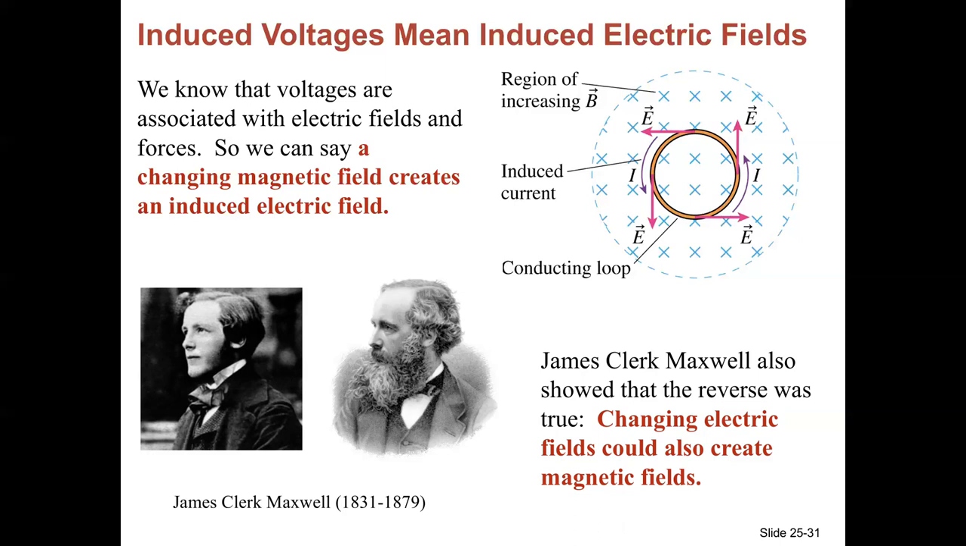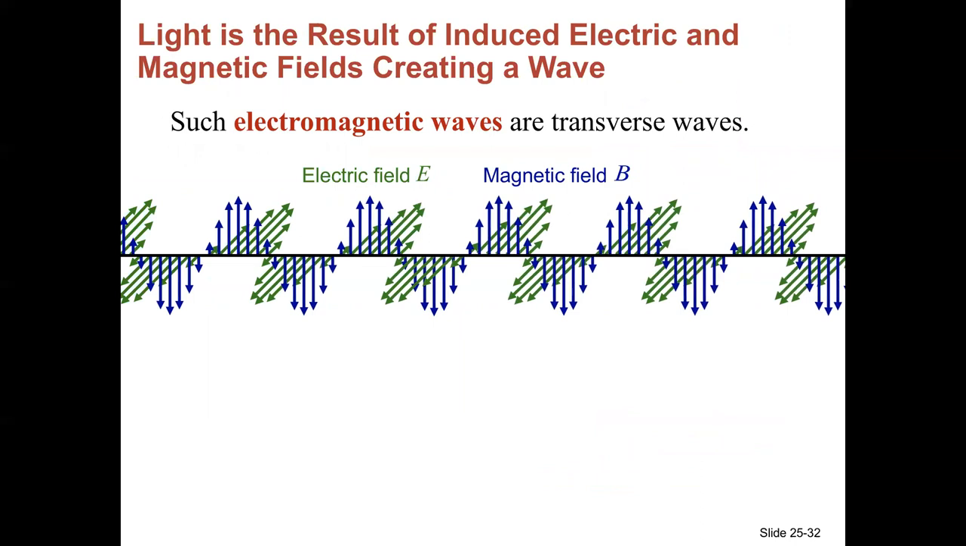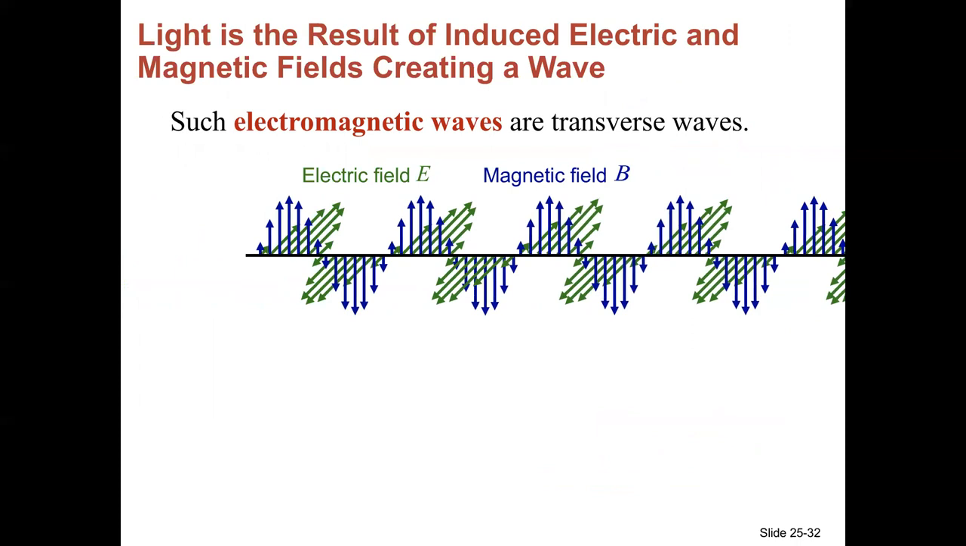And what this means is that if we have a changing electric field somewhere out there in space, it will create a changing magnetic field, which will then create a changing electric field nearby, which will create a second changing magnetic field, and then a third changing electric field, and so on and so forth. And what this allows is this kind of chain effect that moves through space. And these are called electromagnetic waves.